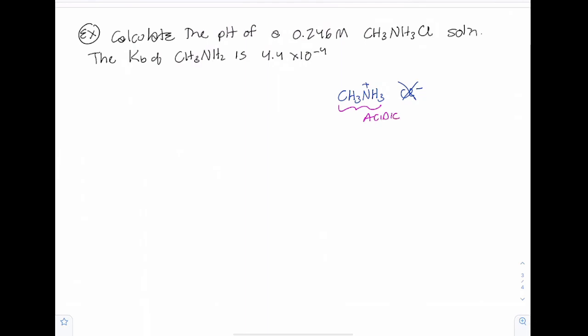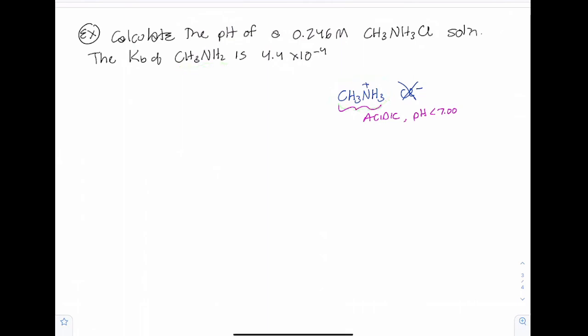So when I actually calculate my pH, I do want that value to be less than 7. If it comes out bigger than 7, then I do want to go back and check my work. So we're predicting that my pH should be less than 7 because CH3NH3 with a positive charge is acidic. It is actually the conjugate acid of methylamine.